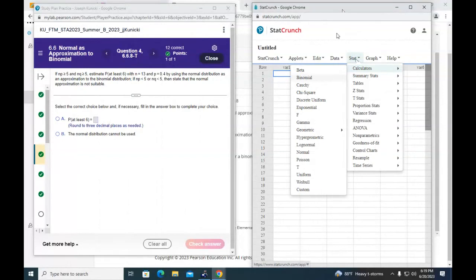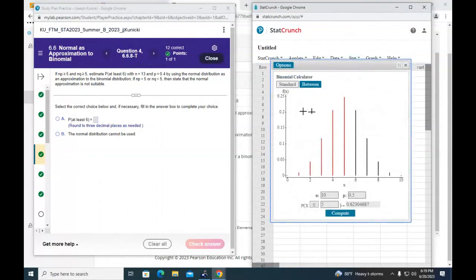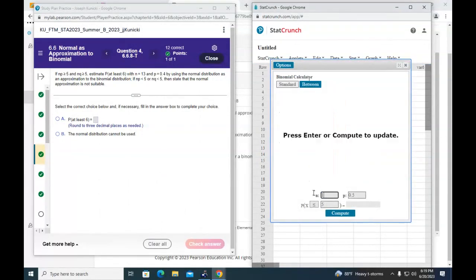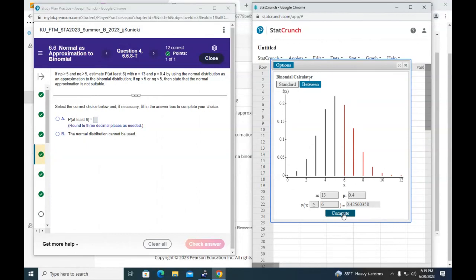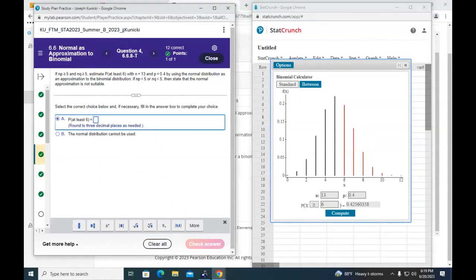So I do Stat, Calculator, Binomial. N is 13. P is 0.4. And we want the probability of at least 6. So we don't have to make a continuity correction here. All we've got to do is greater than or equal to 6. And it's 0.4256. They want 3 decimal places, so it's 0.426. If this works, then we're done.